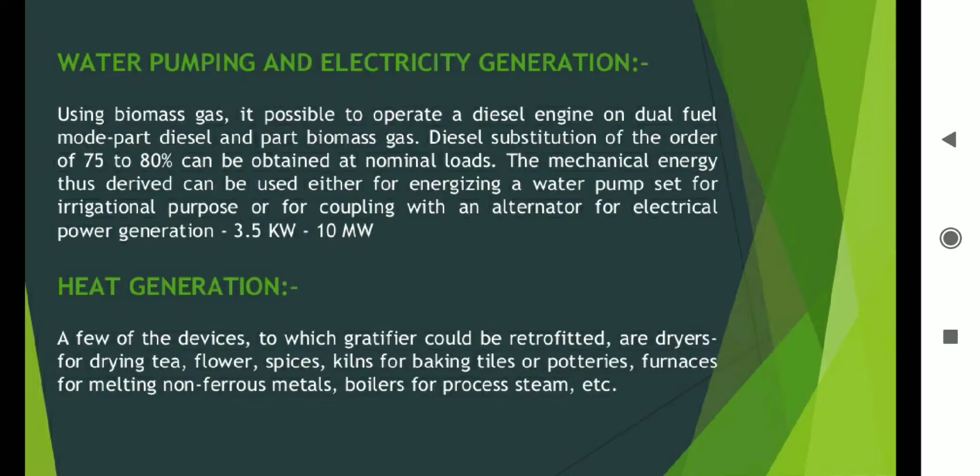The next is heat generation. There are various devices used for heat generation, like rotary dryers for drying tea and spices, kilns for baking pottery, furnaces for melting non-ferrous material, boilers and food stations. So there are various applications of biogas and biomass.